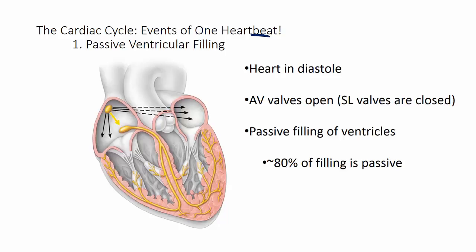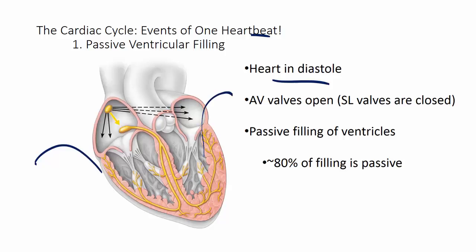Okay, and so this is a circle, so you have to start somewhere. We're going to start with the heart in diastole, so the heart relaxed. That's going to be our starting point. In diastole, the heart is relaxed, and so all the chambers are fully open and relaxed. The atria and the ventricles are relaxed, and blood is passively filling in.